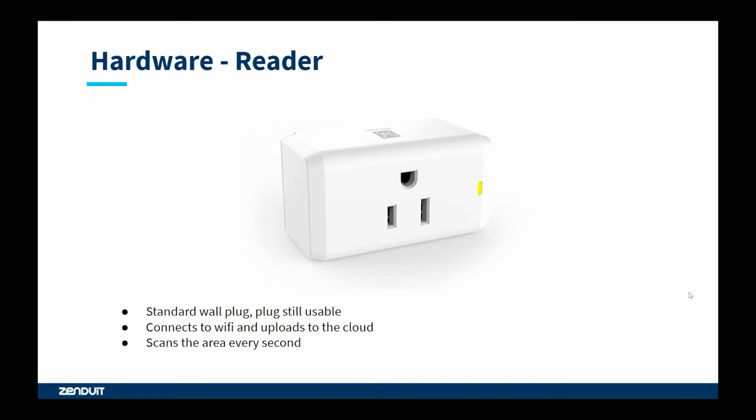It connects to Wi-Fi, so we set it up on our end. It connects to your Wi-Fi. We would put in your Wi-Fi credentials, and then it uploads what it's reading to the cloud. The beacons are the asset tags that go onto the assets. They have a battery in them, and they are read by this reader that's plugged into the wall. It scans every second as well.